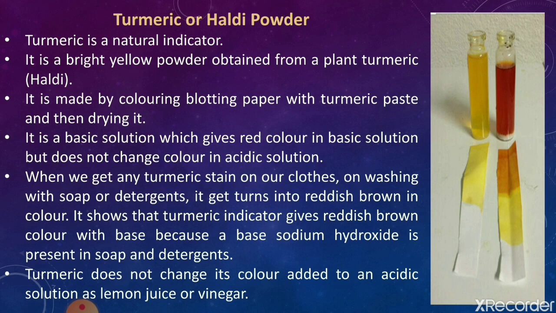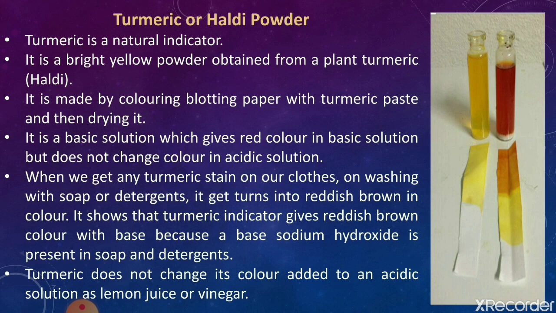All of you know the color of turmeric is yellow. So when turmeric indicator reacts with basic solution, it turns red in color, and when it reacts with acidic solution, then it will remain yellow in color. Means turmeric will give red color with base and no color change with acid.